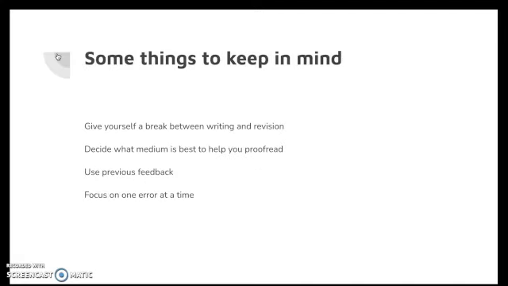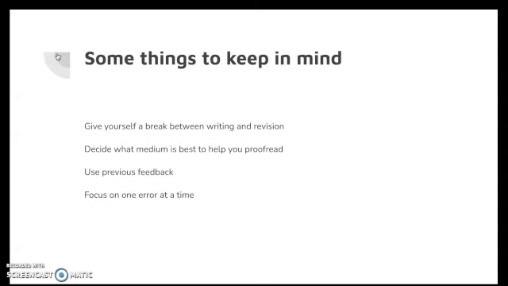So just in general, some things to keep in mind when you're doing any kind of revision. You want to try and, if possible, give yourself a break between your writing and revision. So this means don't write something 5 minutes or 10 minutes or an hour before class. Try and give yourself at least a day where you can write it, put it aside, and come back to it. It gives you sort of fresh eyes. It lets you see it differently.